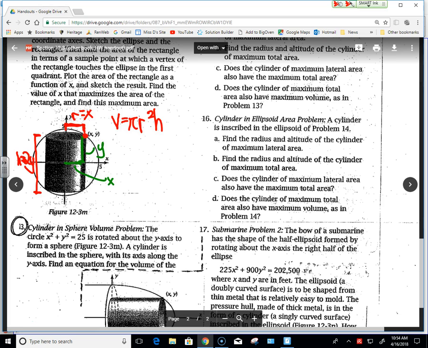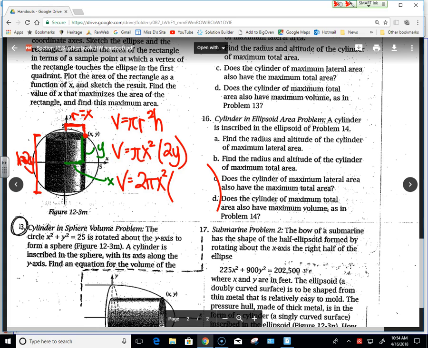Nice. So I can come over here and say, well, v is equal to pi x squared times 2y, or v is equal to 2 pi x squared y. So the 2 wasn't because of the geometric formula. The 2 was because we needed 2 of these y lengths to make the entire height, because it went up and down from the x-axis.